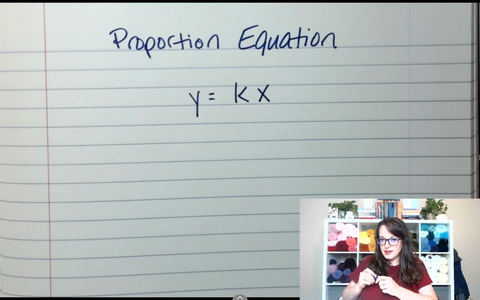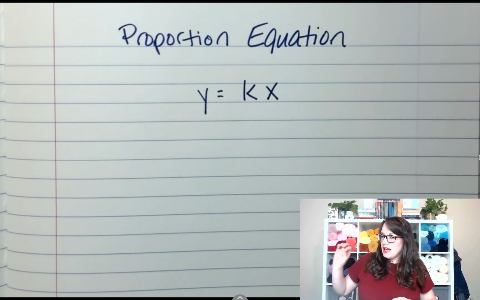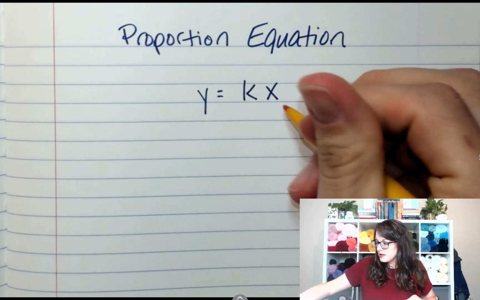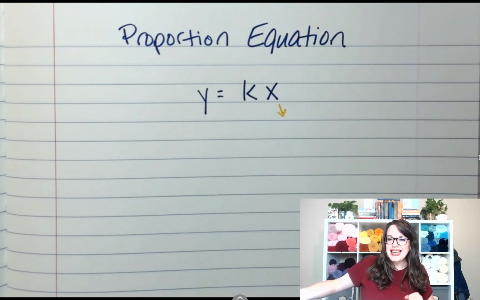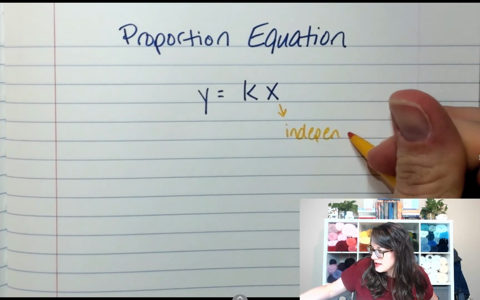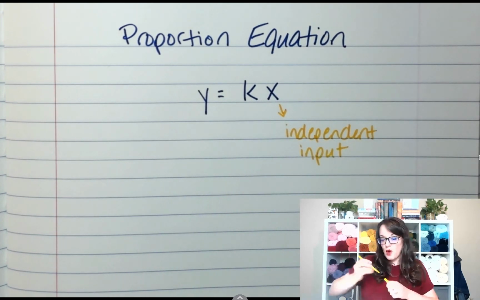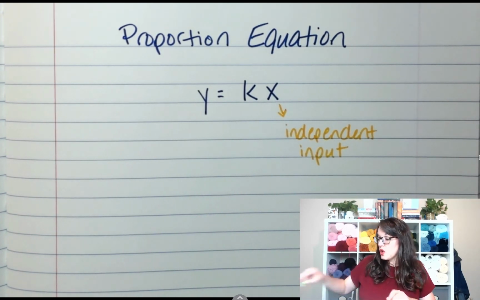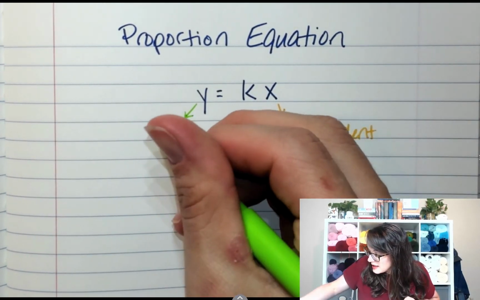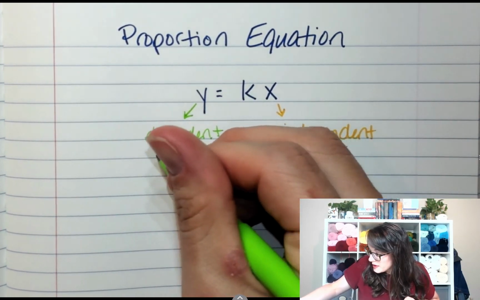Now when you're in science and you're graphing stuff on a coordinate grid, the x and y are specific. So the x is the input, or it's the independent. Y is the output, or dependent.